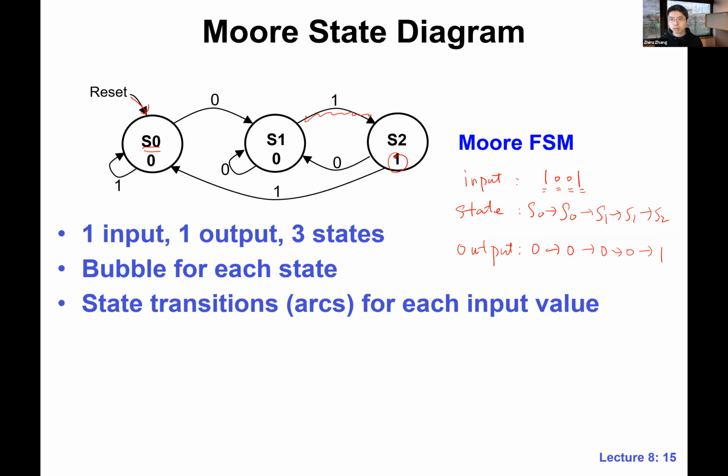Any questions about this? Any more questions about how the transition works? Why are there 2 S0s? Oh, good question. This is my start state, the initial state. I'm assuming that I'm starting from S0.